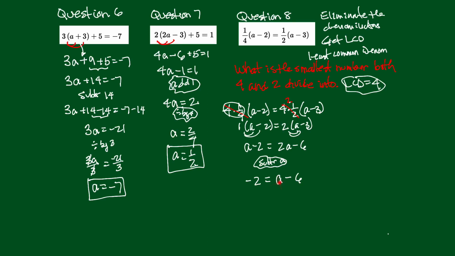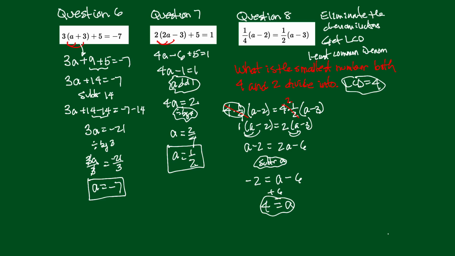What have I done here? I've got a, but I've subtracted 6. So let's do the opposite. Let's undo the subtraction. What we'll do is we'll add 6. So just do it. What do you get here? Negative 2 plus 6 is 4. So I get 4 equals, now I'm adding 6. So if I add 6 over here, negative 6 plus 6 is 0. So I'm just left with a. So I think now that a is equal to 4.